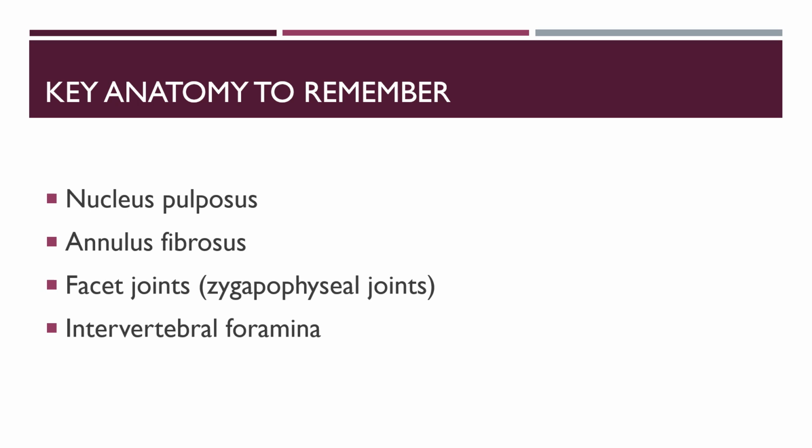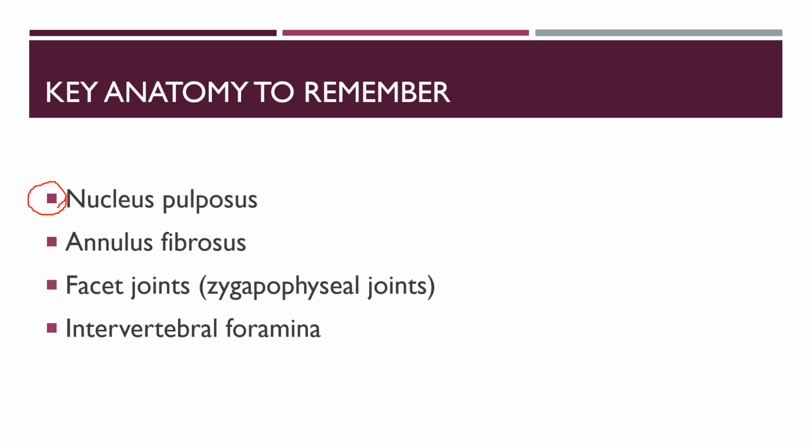So just some key anatomy to remember that's going to be important for understanding the purposes and the effectiveness of mechanical traction. First thing that you're going to want to think about is this nucleus pulposus, right? This is that gelatin-like material that sits inside the disc, and it moves around when you move into certain positions. If you're moving into a lot of spinal flexion, most likely this nucleus pulposus is going to shift posteriorly. If you're moving into a lot of extension, it's going to shift anteriorly.